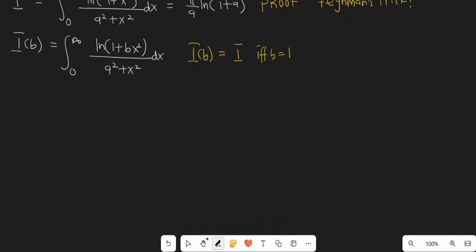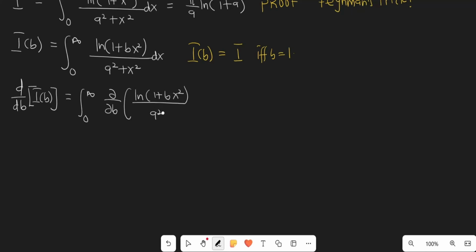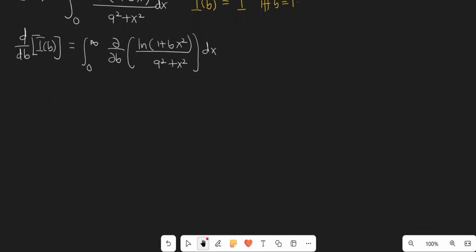So let's start with the Feynman trick, which is the differentiation under the integral sign. I'm going to differentiate this with respect to the parameter that I introduced, I of b, and that is equal to the integral from 0 to infinity of, differentiating with respect to the parameter, the ln of 1 plus bx squared, all over a squared plus x squared dx.